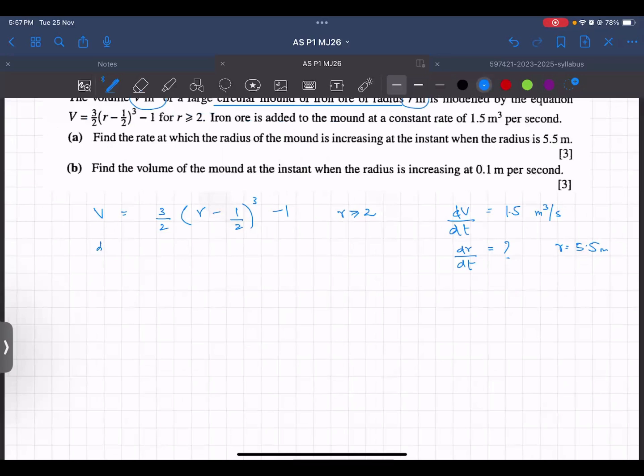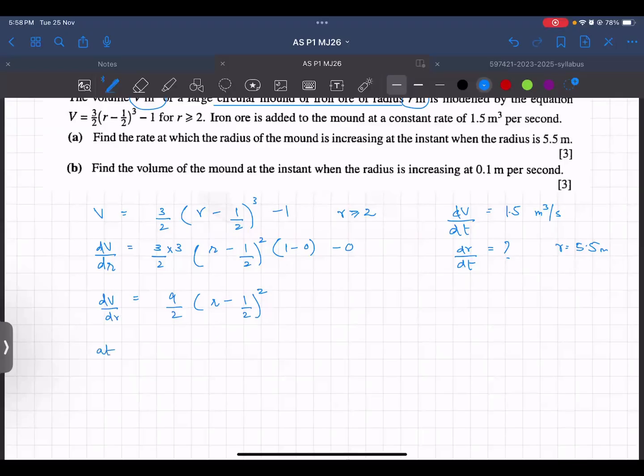So first of all, find the derivative dv by dr. We know the power of the bracket comes down and multiplies, so 3 upon 2 into 3 (r minus 1 upon 2), power reduces by 1, to 2, and the derivative of the inside is 1 minus 0, only 1, and outside you have a constant minus 1, that would also become 0. So the value is 9 upon 2 (r minus 1 upon 2) whole square.